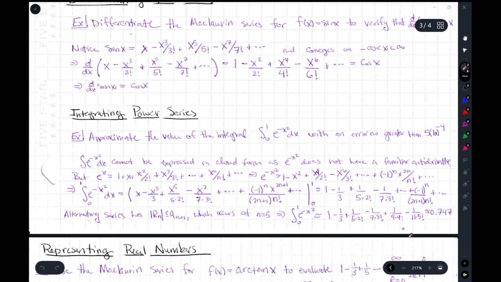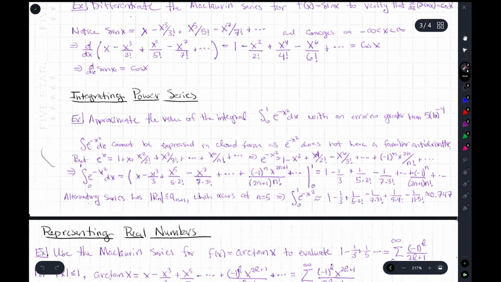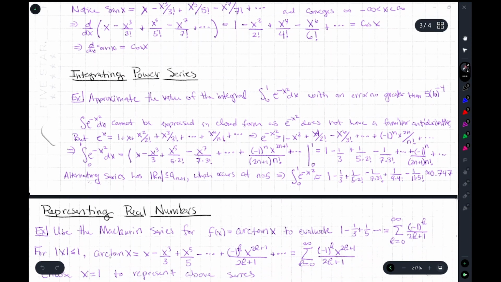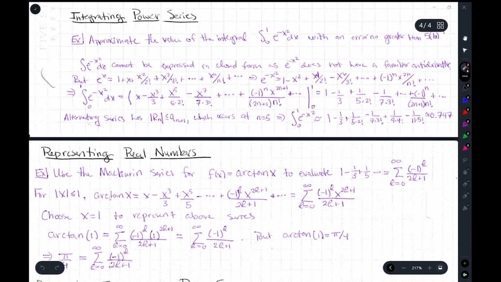And so all we need to do is retain 5 terms in this alternating series, and we get this value here. And we just numerically integrated a function that we cannot use the fundamental theorem for because we don't have a familiar closed form for it. So it's not too useful.